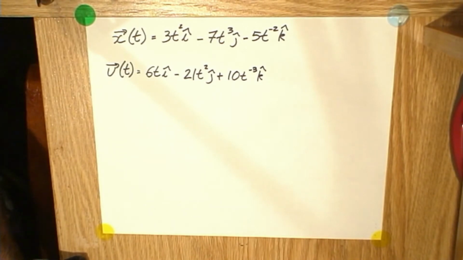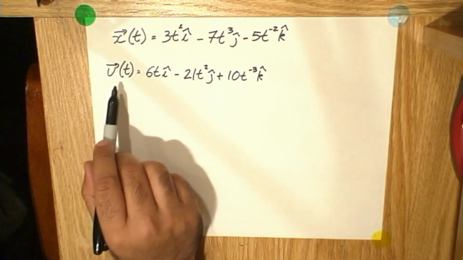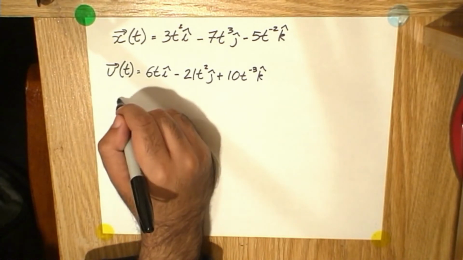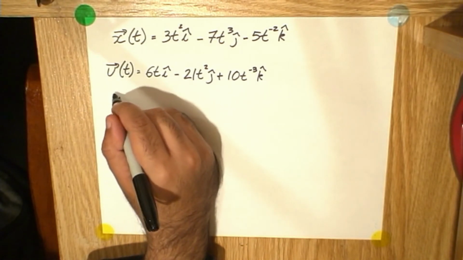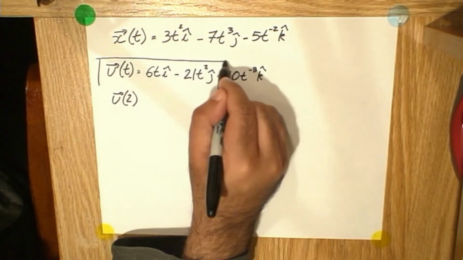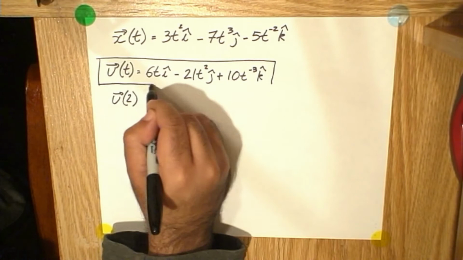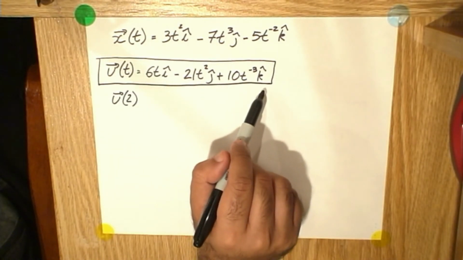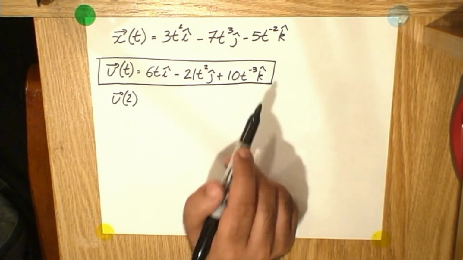Now the first thing we were being asked for is what is the velocity of this particle at a time of 2 seconds? So we need to substitute t equals 2. Let me first write a box around here. That way we know that this is the equation we're going to consistently refer to.